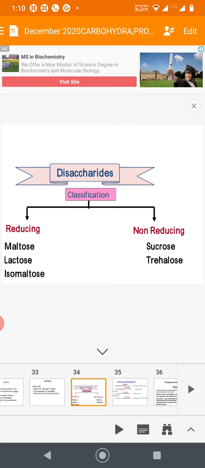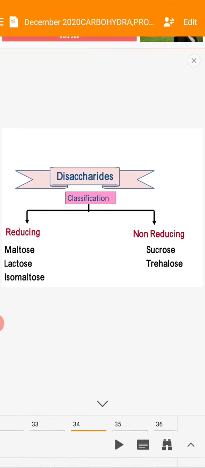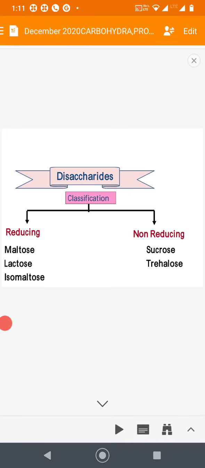So they get oxidized. They are reducing agents: they transfer the electron and they get oxidized, cupric to cuprous oxide. For example, in the Benedict test, in the practical demo you will see cupric to cuprous. So they are reducing agents. They share the electron, complete transfer of electron, and they get oxidized. So maltose, lactose, isomaltose are reducing agents.